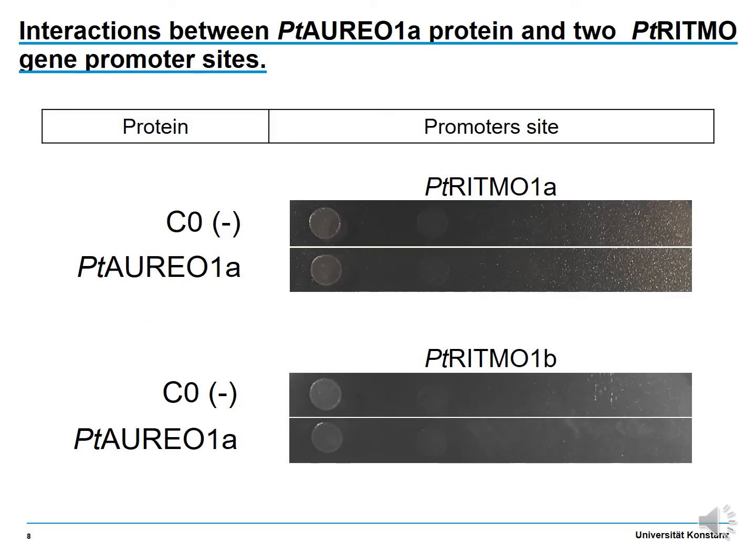Also, I checked if Aureochrome 1A protein can directly regulate the Ritmo genes. Ritmo protein is one of the transcription factors that is known to regulate biological rhythms in Phaeodactylum tricornutum, and it's assumed to be affected by Aureochrome 1 protein. Interestingly, there were no interactions between Aureochrome 1A protein and Ritmo promoter sites.